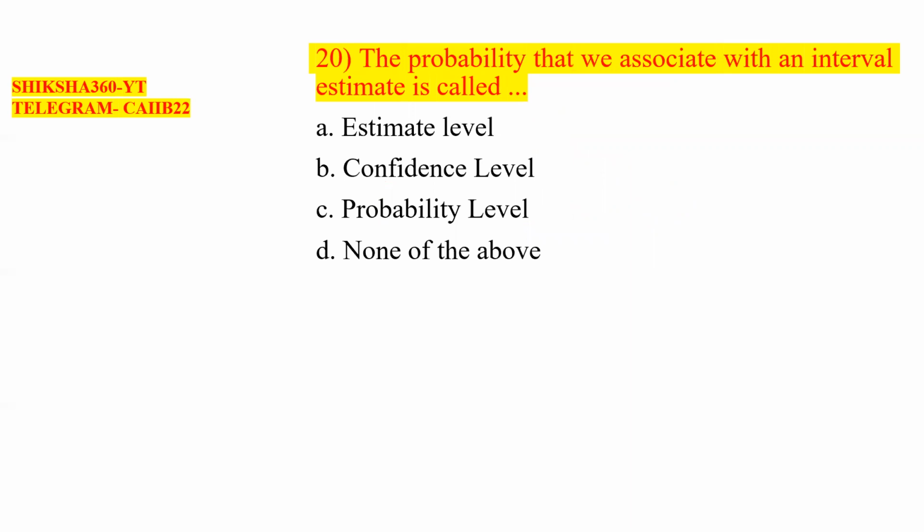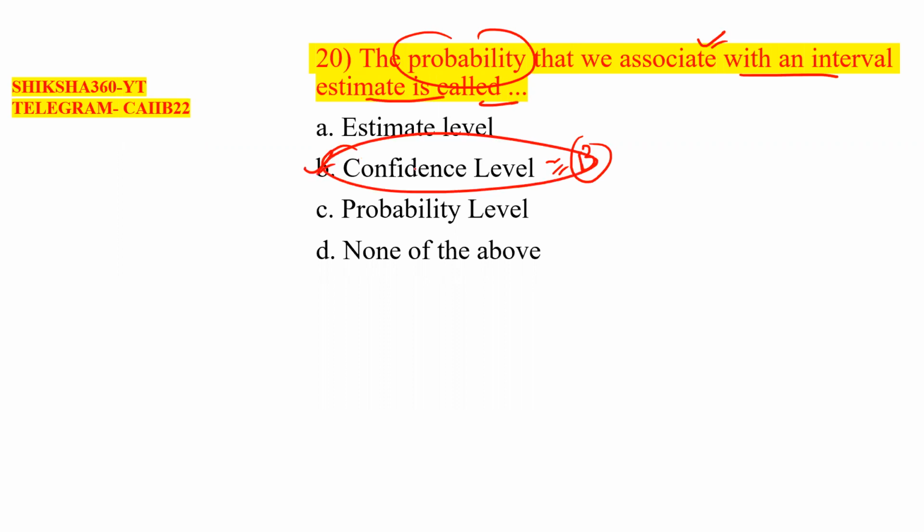Question number 20: the probability that we associate with an interval estimate is called: A, estimate level; B, confidence level; C, probability level; D, none of the above. That is known as the confidence level. So option number B is the answer.